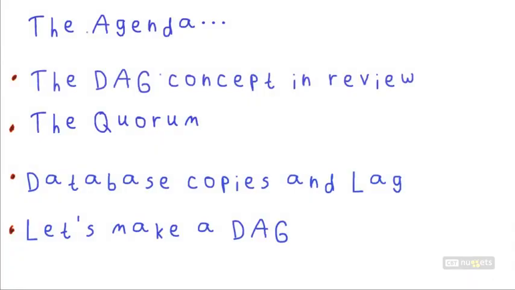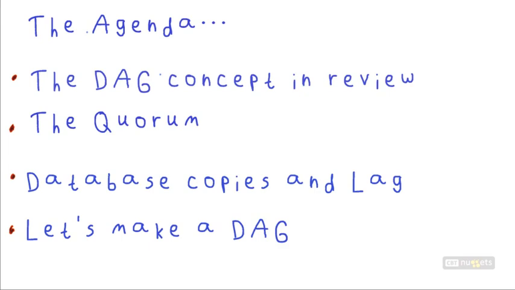So what I want to do is a quick DAG concept review. In other words, I don't know how long it's been since you've looked at the excellent Greg Shields videos or how often you get to work with DAGs, but just a quick conceptual overview. Then we talk a little bit about the quorums and how we determine whether a database becomes active. This includes cross-site stuff.